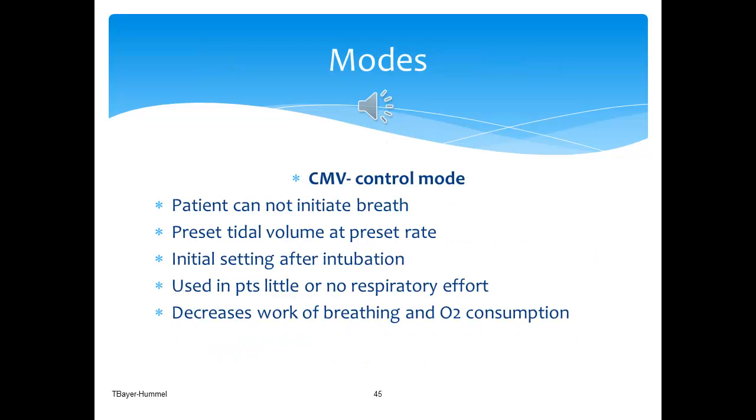Now let's talk about the CMV mode of ventilation. This is a controlled mode of ventilation and is not utilized so much in the hospital setting anymore. It has been taken over by assist control. Assist control has now become a combination of CMV and assist control. So let's differentiate between the two. CMV: patient can't initiate a breath on their own.